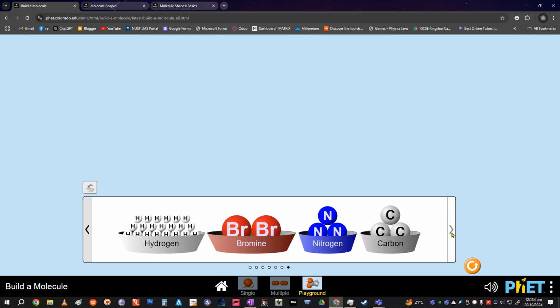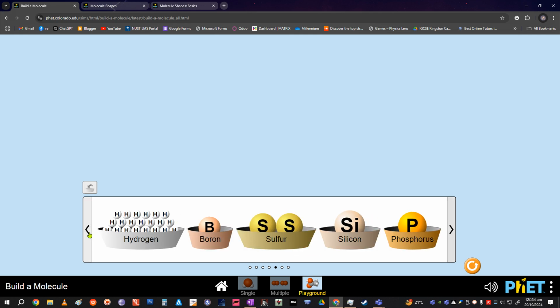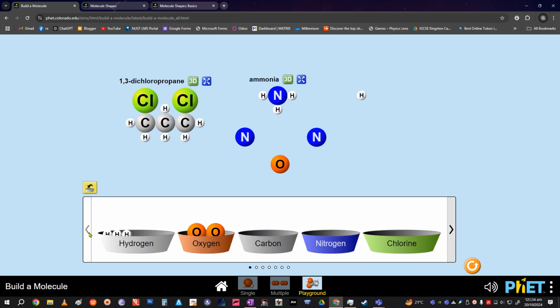So it's a playground. You can make different combinations, get to know the names of compounds, right? How atoms are joining together, right? Are you clear so far? So just explore this, a fun tool to work with, right?